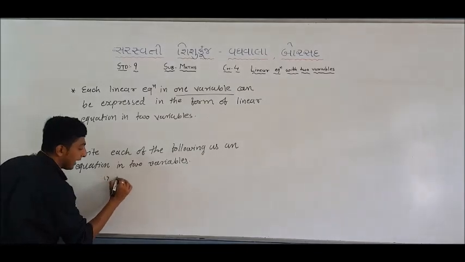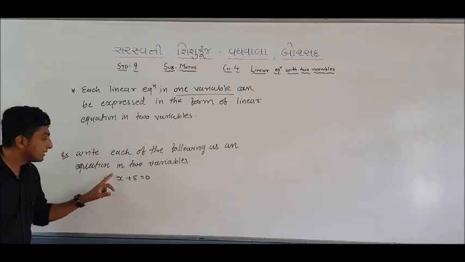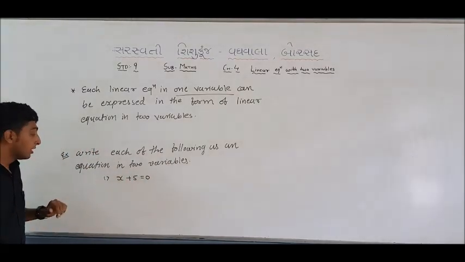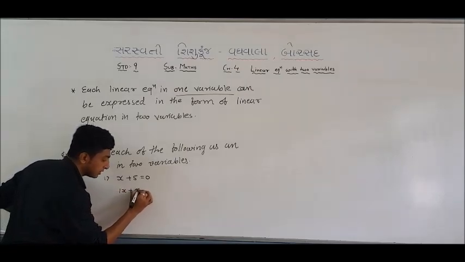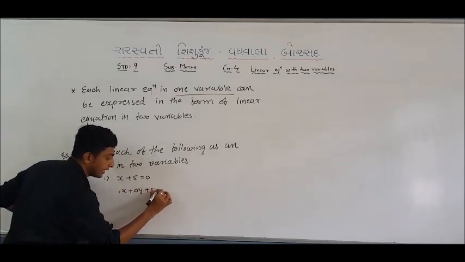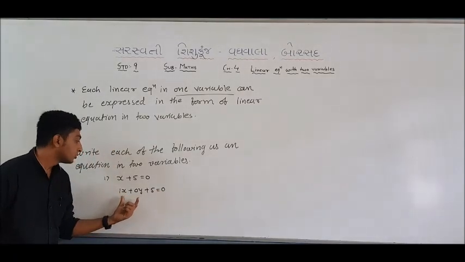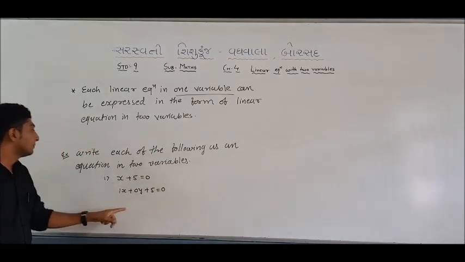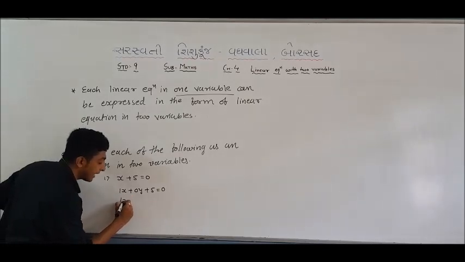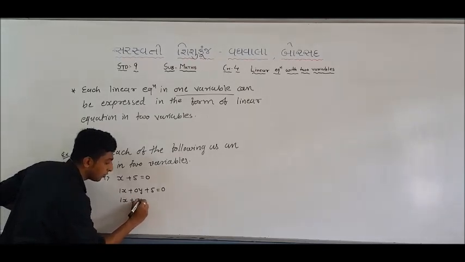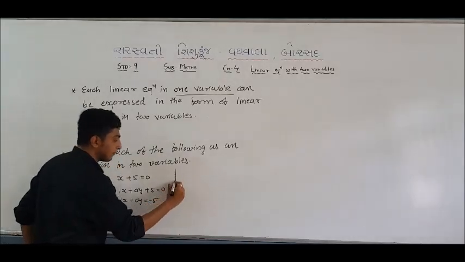For example, x plus 5 equal to 0. See, this is a linear equation with one variable. So this can be written as 1x plus 0y plus 5 equal to 0. See, there are two variables x and y, so this is called a linear equation with two variables. Or you can also write that 1x plus 0y equal to minus 5. Let us take another example.